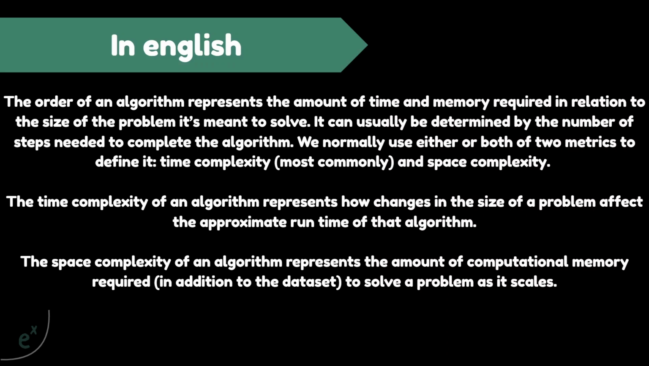The time complexity of an algorithm represents how changes in the size of a problem affect the approximate runtime of that algorithm. The space complexity of an algorithm represents the amount of computational memory required, in addition to that used by the dataset, to solve a problem as it scales.